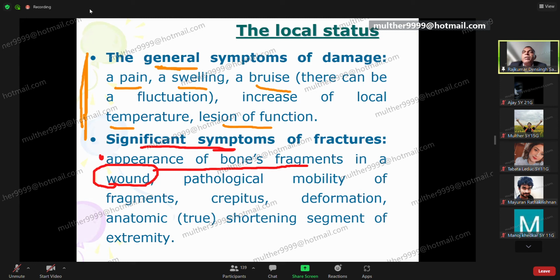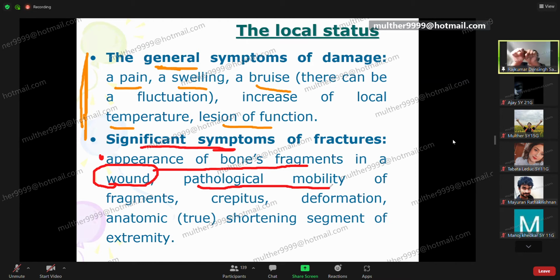You don't find any bone coming out of your body. But if you see a bony fragment projecting out of a wound, for sure you can tell the patient has what? A fracture. Next is what? Pathological mobility. That means the bone is going to move. If you palpate the affected limb and try to move it, it is going to move. So in that condition, we write it is called pathological mobility.